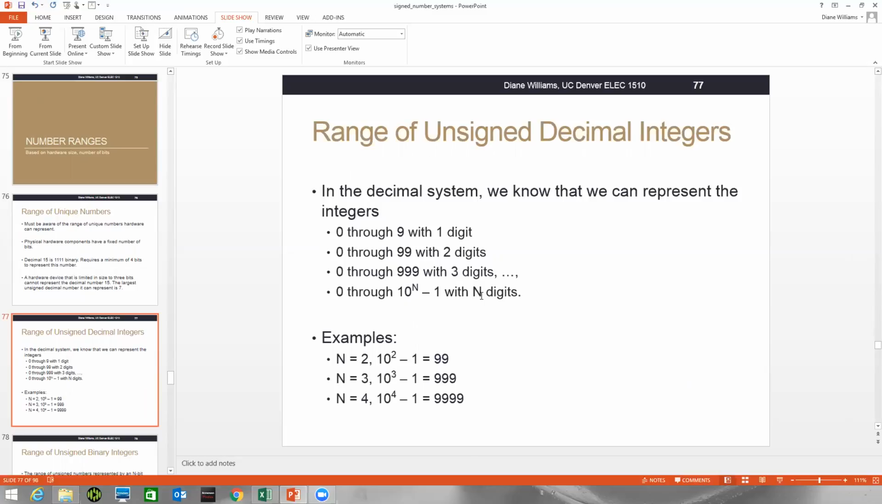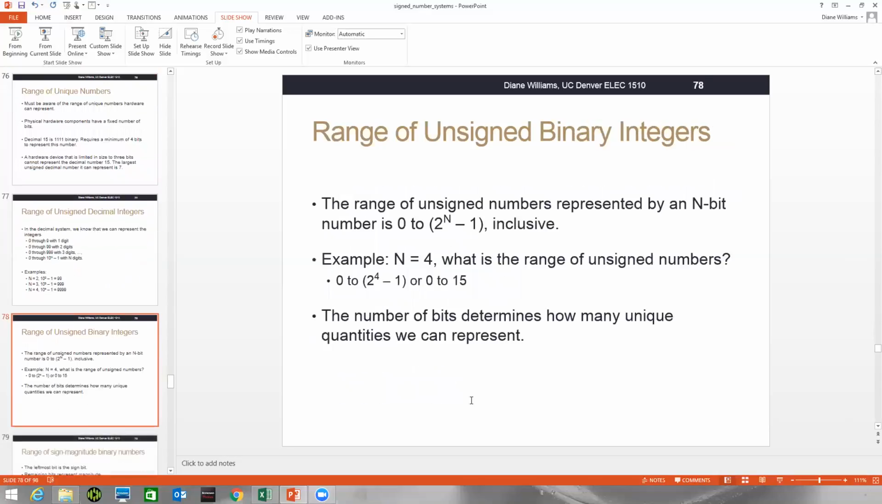In the case where n is 2, 10 squared is 100. 100 minus 1 is 99, so 0 to 99. When our digits are 3, 10 cubed is 1,000. 1,000 minus 1 is 999. So 0 through 999 with 3 digits. Same way, if we had 4, we could represent the numbers 0 through 9,999, because 10 to the fourth is 10,000. So let's equate this then, same formula, range of unsigned binary numbers.